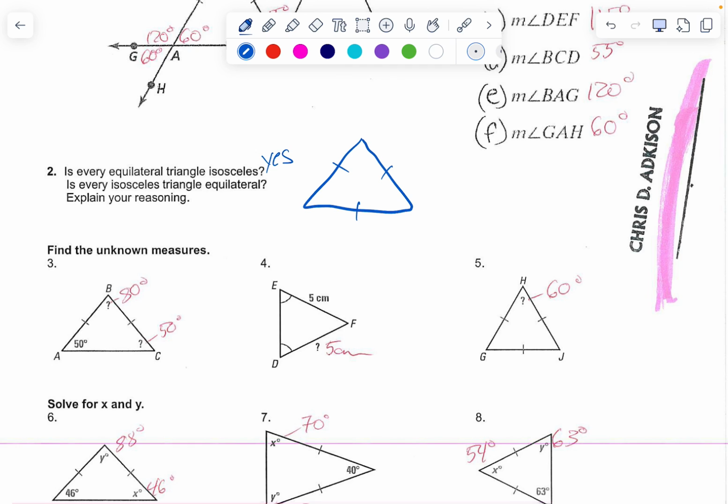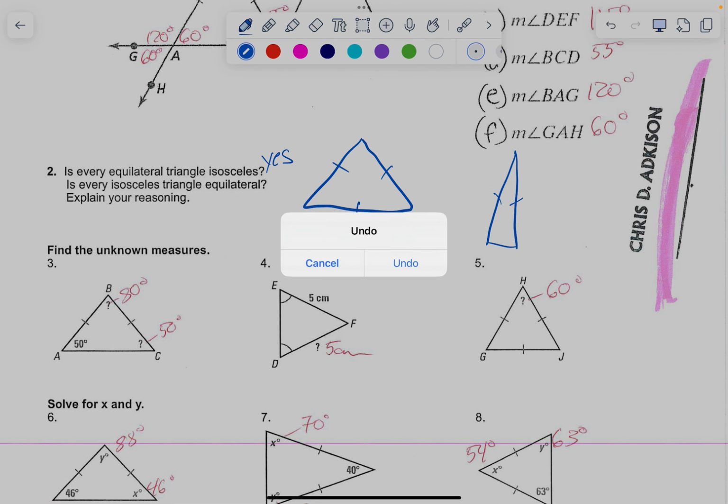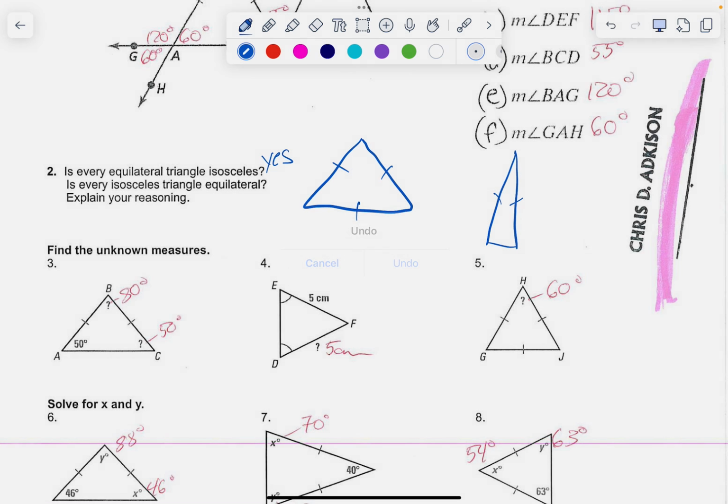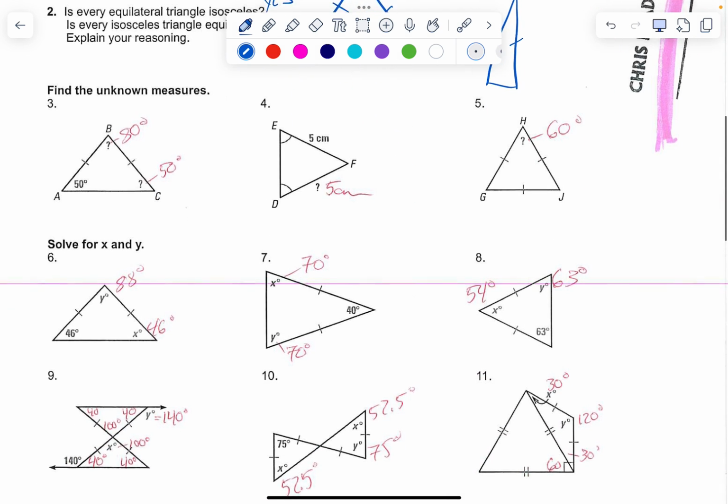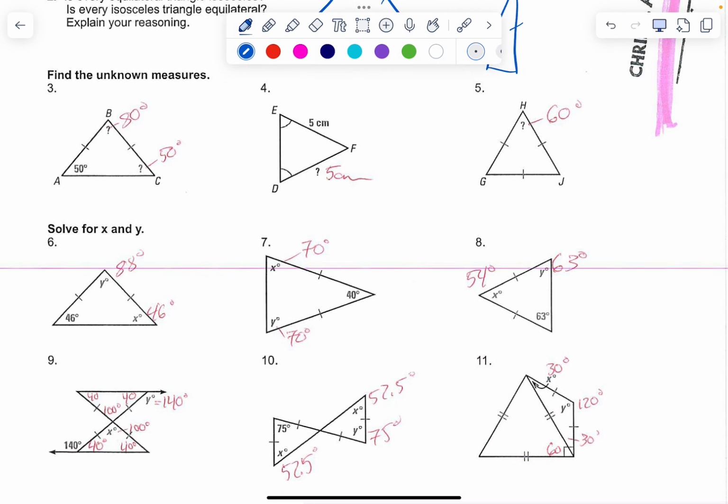Is every isosceles triangle equilateral? Nope. I mean, you could draw a super easy one that's clearly isosceles. Definitely not equilateral. Okay? All right, next ones. Number 3 is 80 and 50. Number 4 is 5 centimeters. Number 5 is 60 degrees.